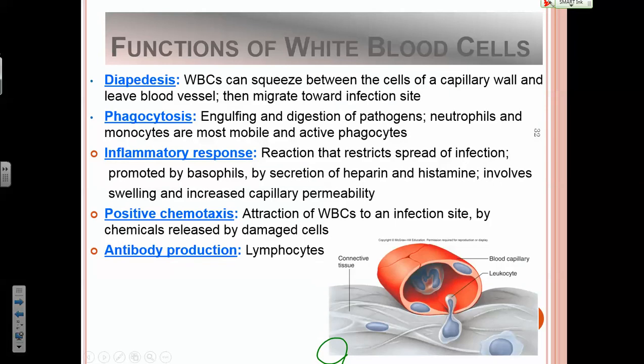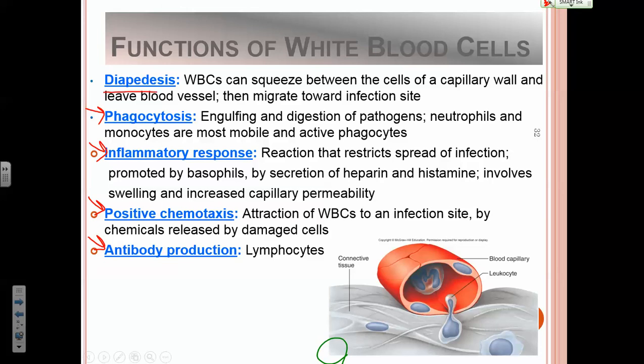I mentioned that overall, the function of white blood cells is body defense, but these are some of the ways that they can do that. I've already talked about phagocytosis as one way. I've already talked about inflammation as another way. I've talked about positive chemotaxis, which is a combination of all of that. I've talked about antibody production. Some of the white blood cells produce antibodies.